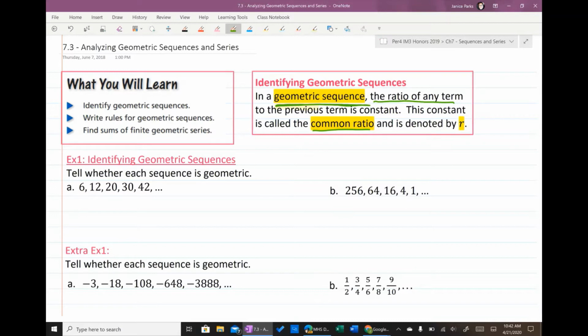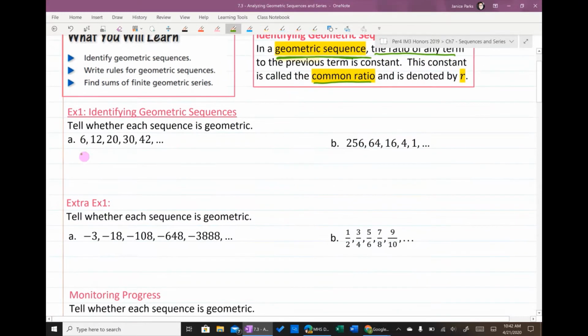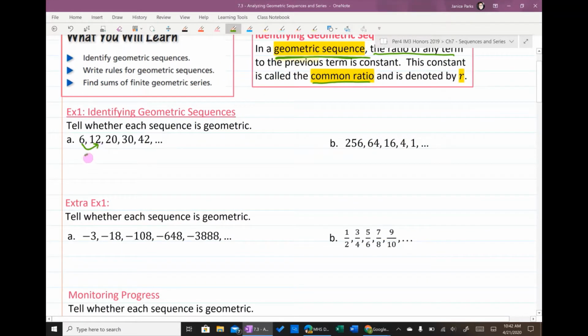So for example, you can tell here in the first example that from 6 to 12, they're multiplying by 2. That's the ratio. The way that it's looked at is 12 over 6 would be the ratio, which is 2. We don't really have to do the ratio when you can tell just by looking at it. If I multiply by 2 again, that would be 24. So this is not geometric, because the second ratio is actually 20 over 12, which is 5/3. So it's not 2. You don't have to go any further, and it's not geometric.